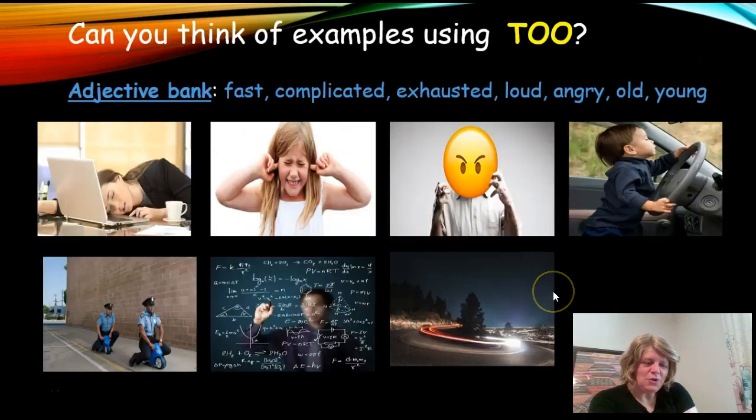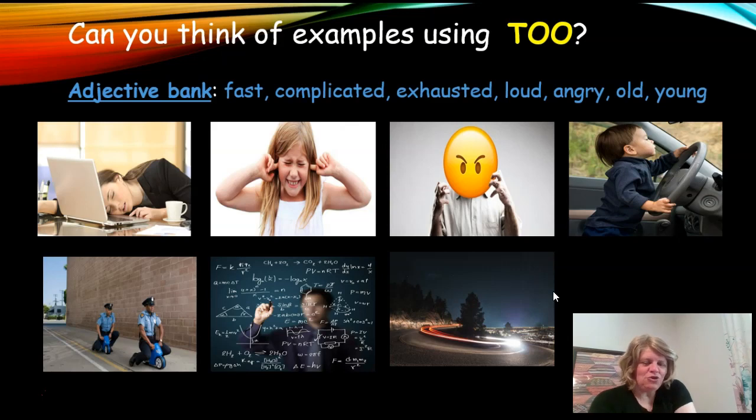Now I want you to think, the only rule that we have to apply here is to make sure that we use too in front of the adjective and that the adjective we're using is appropriate for what the picture is showing. I'm going to give you the first example. If we look at the first picture, we see a young girl sleeping in front of her computer. If we look at the adjective bank, fast, complicated, exhausted, loud, angry, old, young, we can determine that exhausted would probably be a good adjective to use for this picture. And we can say, the girl is too exhausted. We can stop the sentence here or we can expand it. We can also say, she was too exhausted to stay awake.